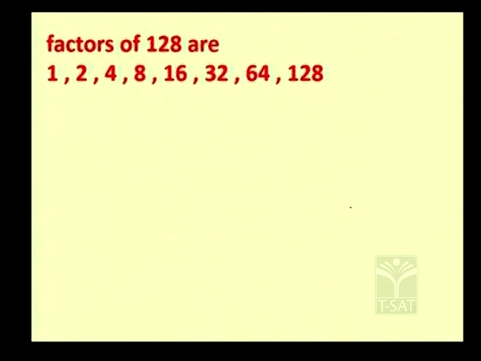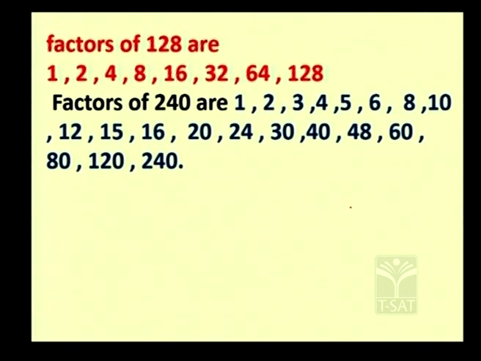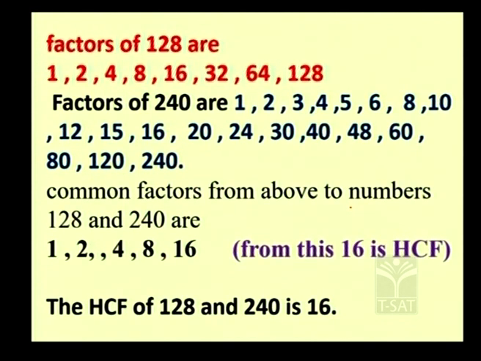Then we can observe the factors of 128 that we got and also of 240, and from these we have to identify the common factors. So, what are the common factors here? 1 is in both, and 2 we are observing in both, and 4 also, and 8 we are observing in both, and 16 also we are observing in both, right. So, which is the highest common factor? 16 is the highest number among these common factors. So, we call the highest common factor of 128 and 240 as 16.